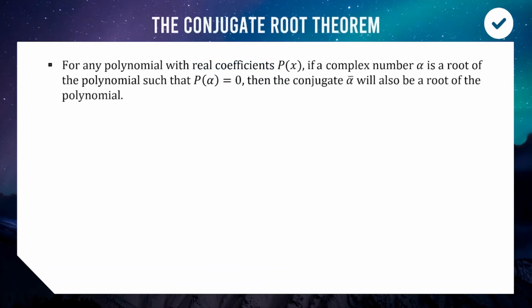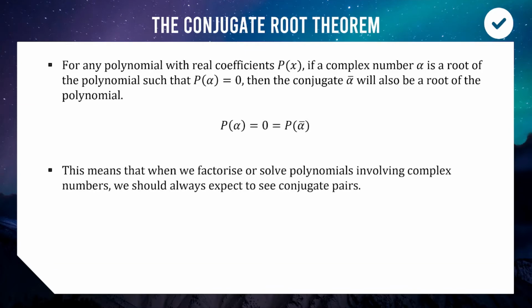Extending this, we go to what's called the conjugate root theorem, which is basically saying if you know that a complex number alpha is a root of the polynomial, this tells us that the conjugate, which is alpha with a little hat on, will also be a root of the polynomial. Now, like I said, this is only for polynomials with real coefficients, okay? So as long as it's a regular looking polynomial, your roots will be in conjugate pairs. So when we're looking to factorize or solve for roots, we can expect to see pairs, which makes things a lot simpler because once you've got one root, you've got 2.